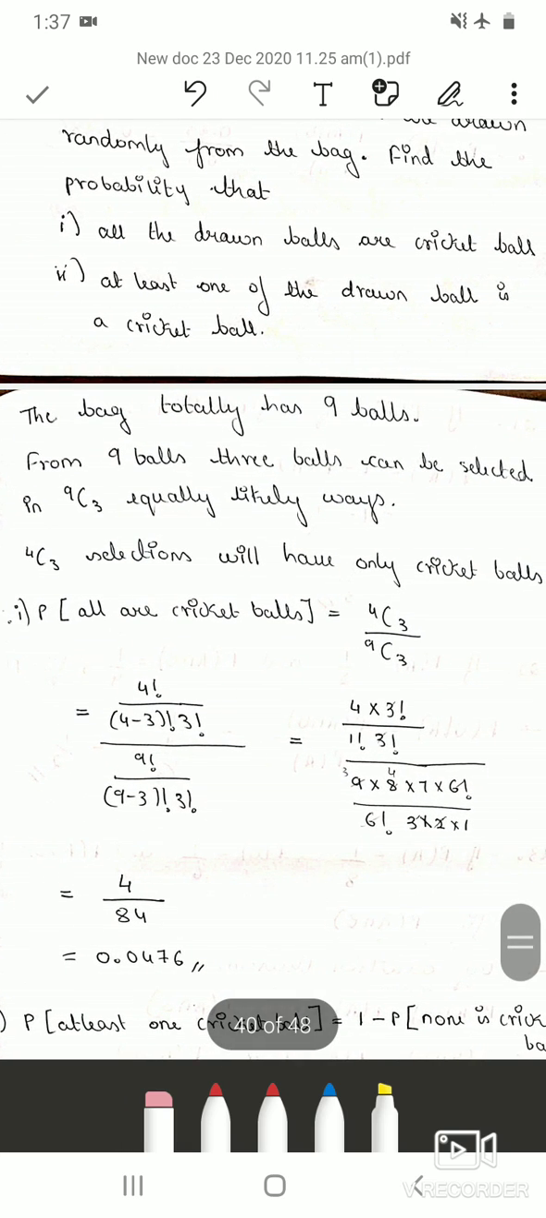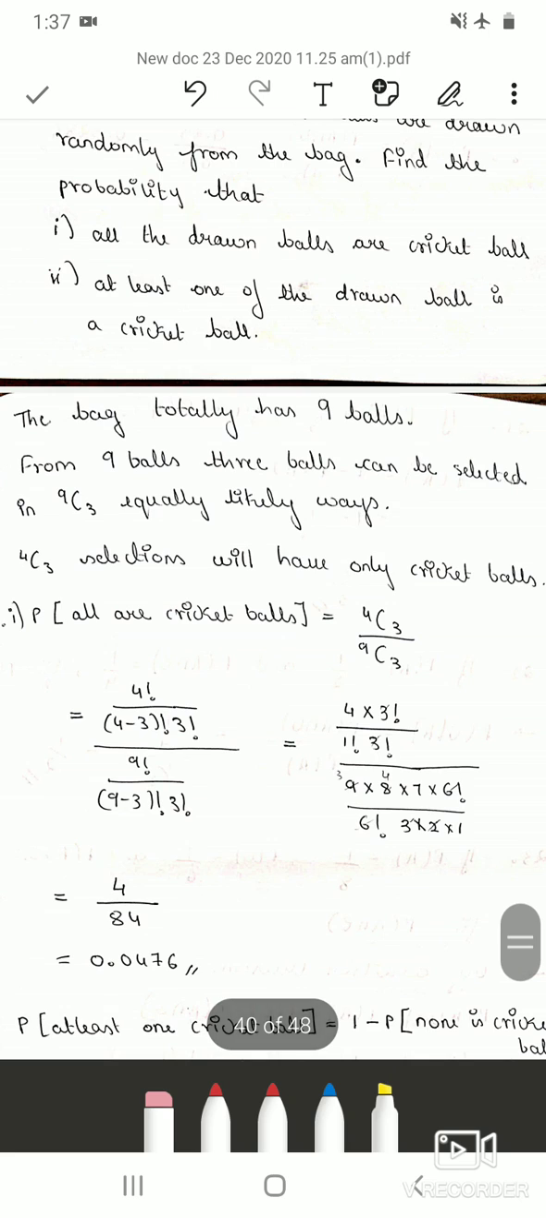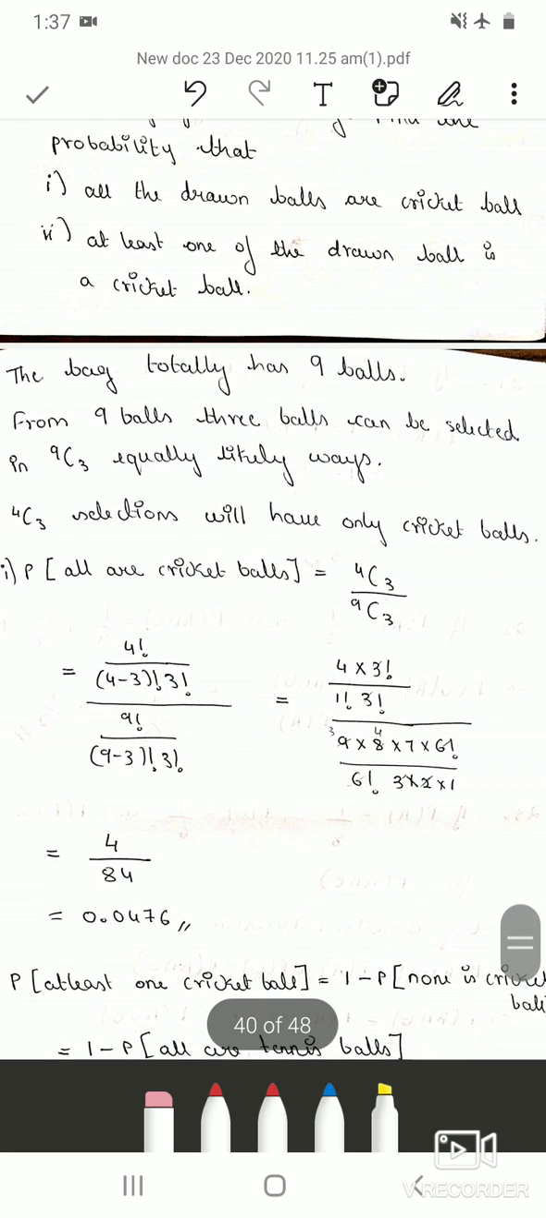So for the first sub question, that is all drawn balls are cricket balls, 4C3 selections will have only cricket balls because there are only 4 cricket balls. Among these 4, we are choosing 3 balls. So the favorable outcome would be 4C3. Therefore, the probability of getting all the drawn balls as cricket balls is 4C3 divided by 9C3.